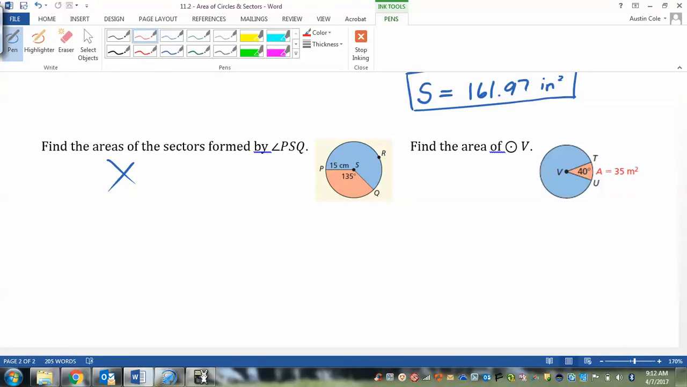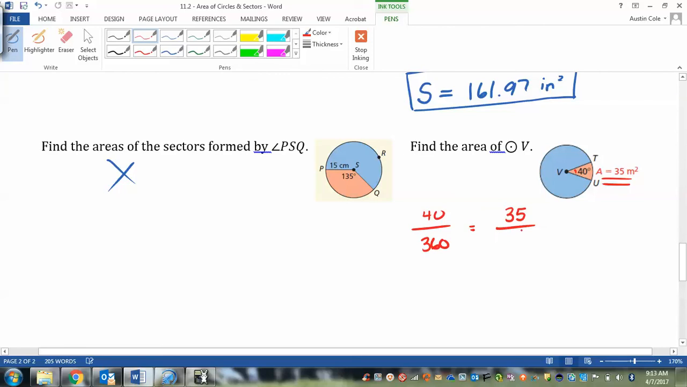Here it says find the area of circle V. So this changes a little bit. What do we know? Do I know the radius? I don't, do I? If I knew the radius, I'd be able to find the area. So I don't know that. I know my theta, and I know my area of the sector. So here it's going to be theta over 360, which should be 40. 40 over 360 equals 35 over the area of the circle, which I'm just going to put A there. I don't need to put pi r squared there because I don't want the radius. I want the area. Cross multiply that thing.